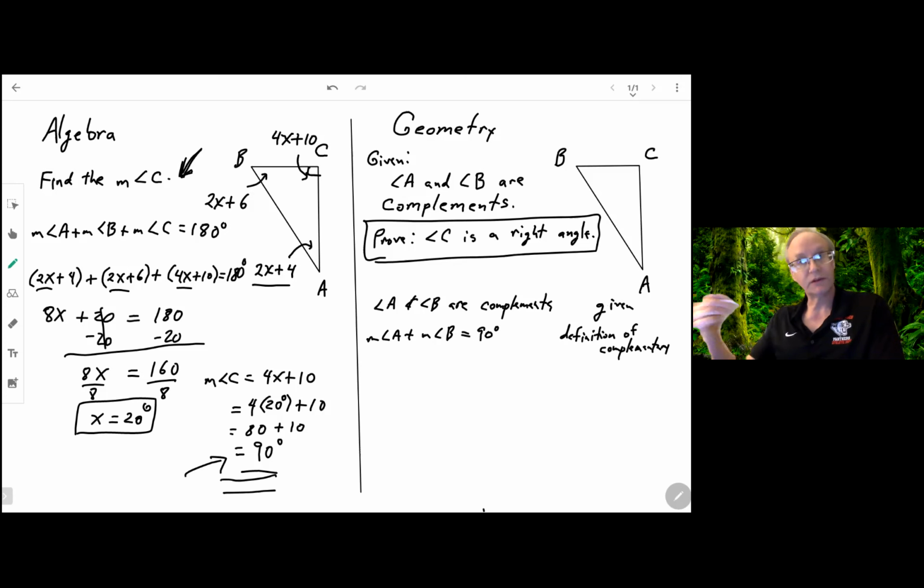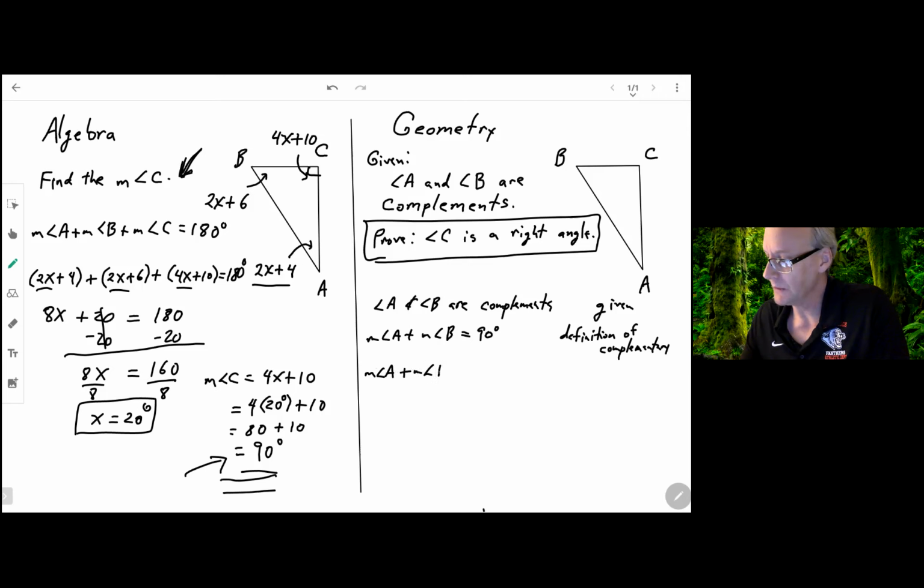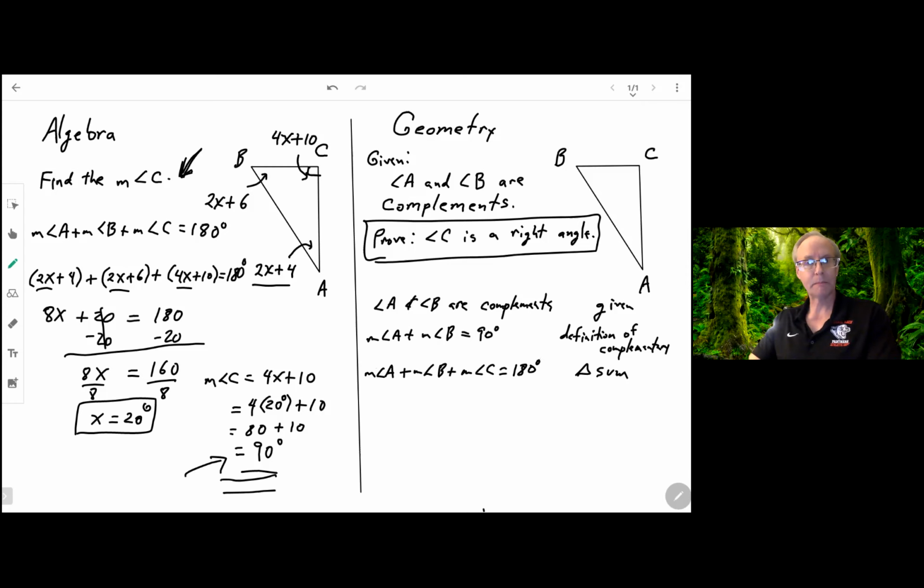Now, in order to figure out what the angle C was, we had to realize that we had to add all the angles together and get 180, because that allowed us to realize what's happening with angle C. So the measure of angle A plus the measure of angle B plus the measure of angle C is equal to 180. And I know that because it's the triangle sum, or the triangle sum theorem.